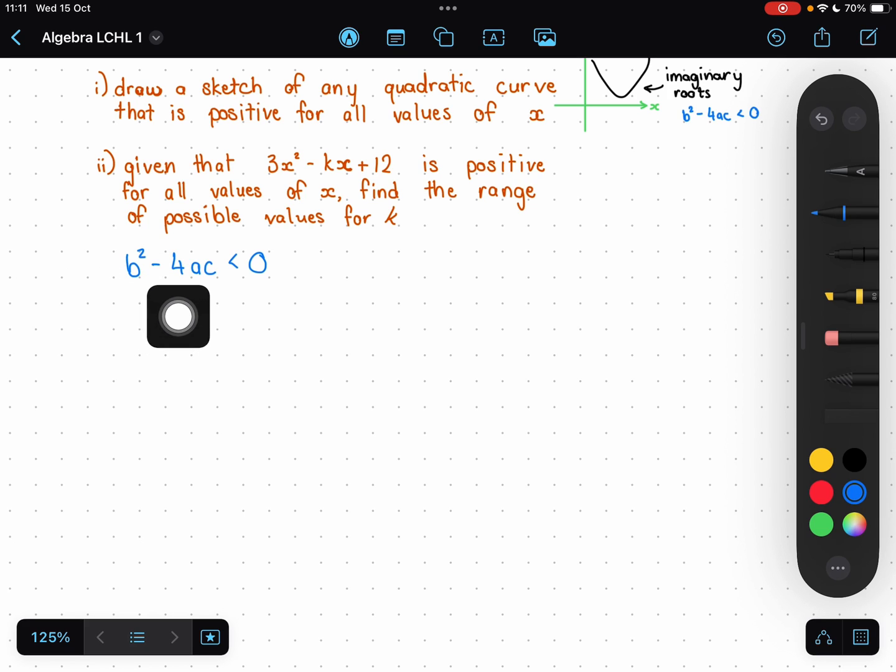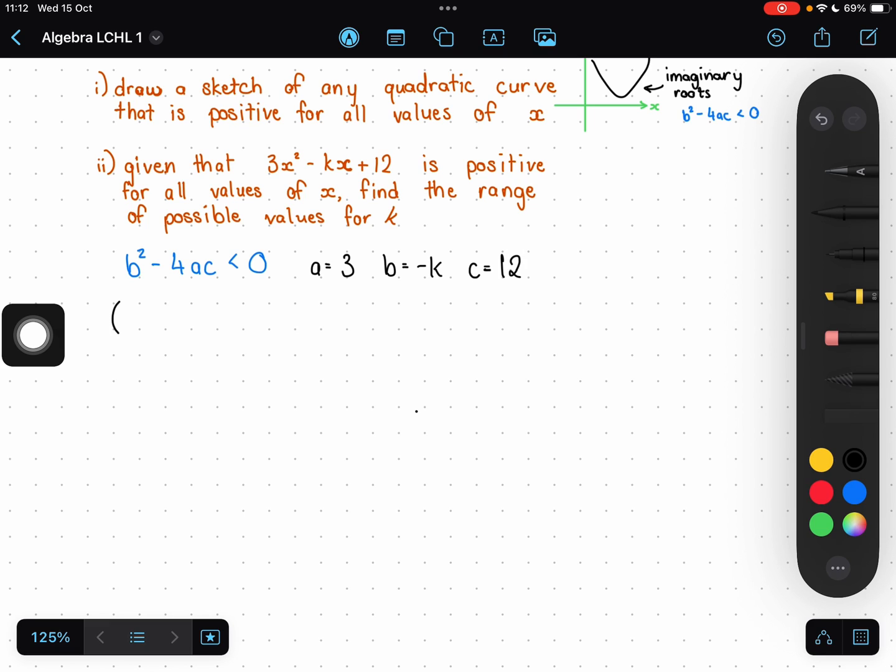How do we fill in a, b and c? We use them from the equation that we had. So a is what's in front of the x squared, so 3. b is the coefficient of the x, so minus k. And c is the constant at the end, so 12. I know my discriminant is less than 0 because they said it's positive for all values of x. So I'm just going to fill in a, b and c.